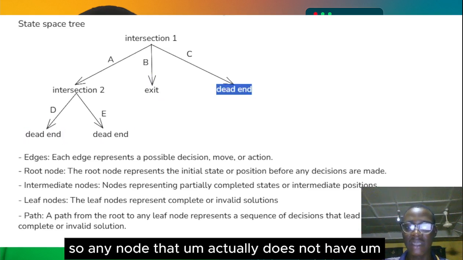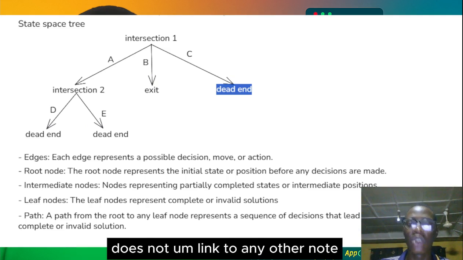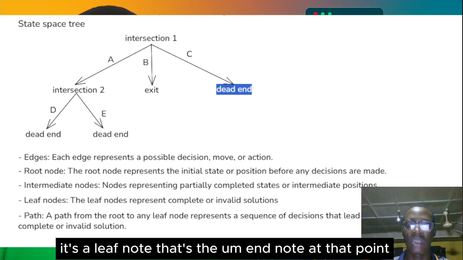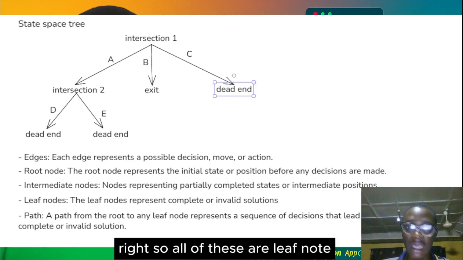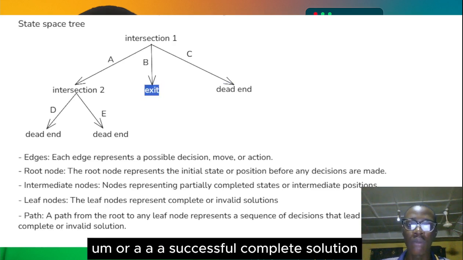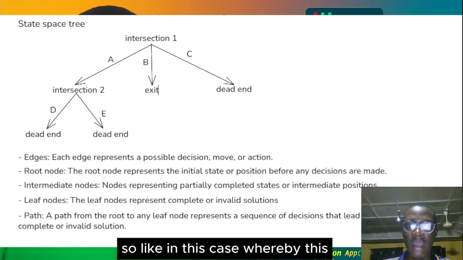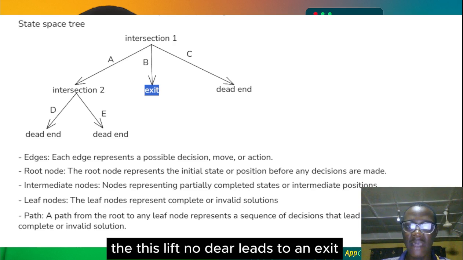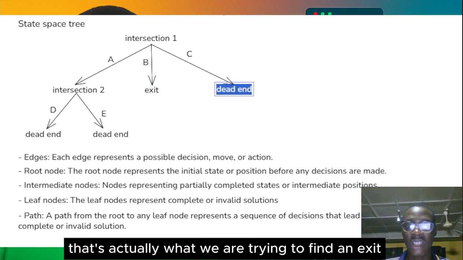So any node that does not have a link to any other node is a leaf node. That's the end node at that point, right? So all of these are leaf nodes, and each will either lead to a dead end or a successful, complete solution. Like in this case, this leaf node here leads to an exit, which is what we are trying to find, an exit.